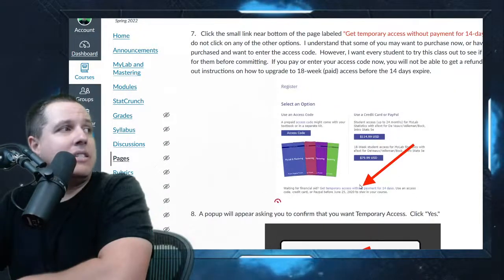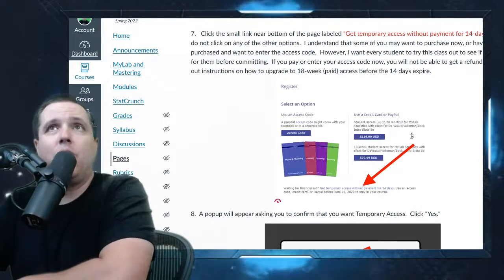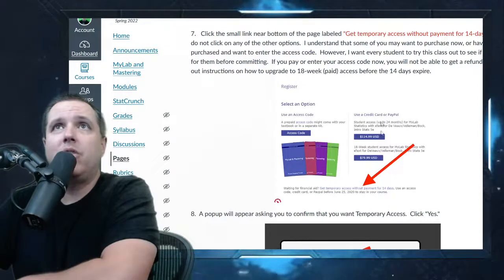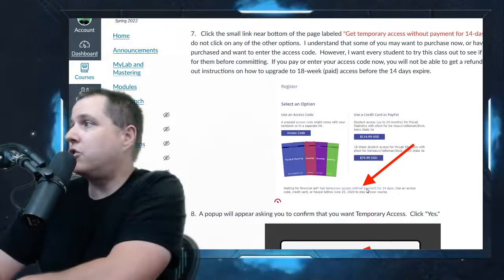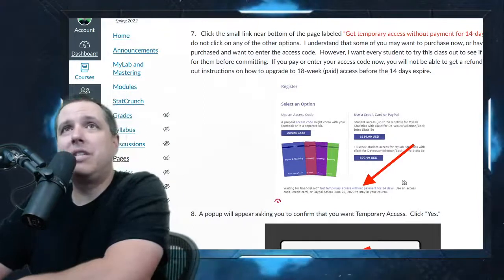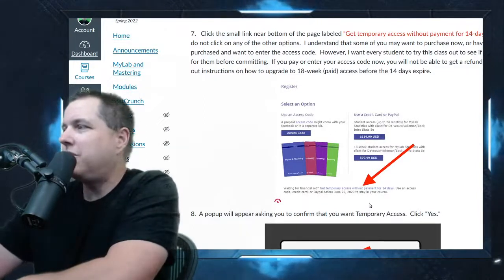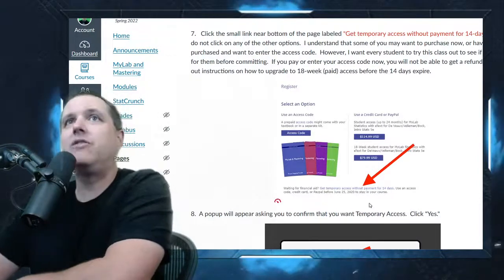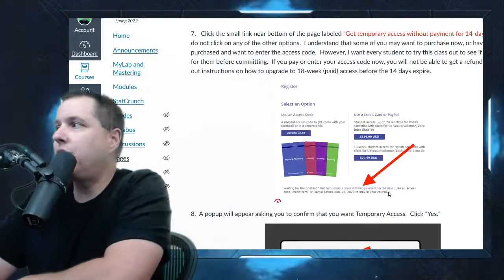A lot of students miss this because they see the access code that you get from the bookstore or by buying it yourself with a credit card. They don't see this down here because a lot of us are trained, on a website, to ignore this part. That's like the little writing at the bottom, and it's like ads. We have trained ourselves not to look there. So you have to look. You can get temporary access free for 14 days.